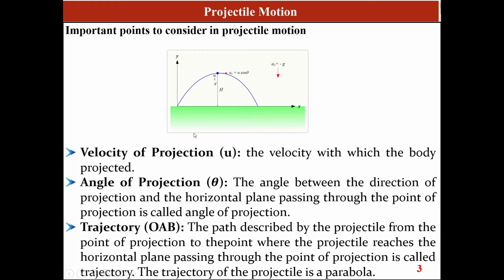The other very important thing that we need to look at is the trajectory. This trajectory OB is found in your text, but here we have this symbol shown in blue color. It is the path described by the projectile from the point of projection to the point where the projectile, or the ball, reaches. Then the horizontal plane passing through the point of projection. So these are the important points that you need to consider.